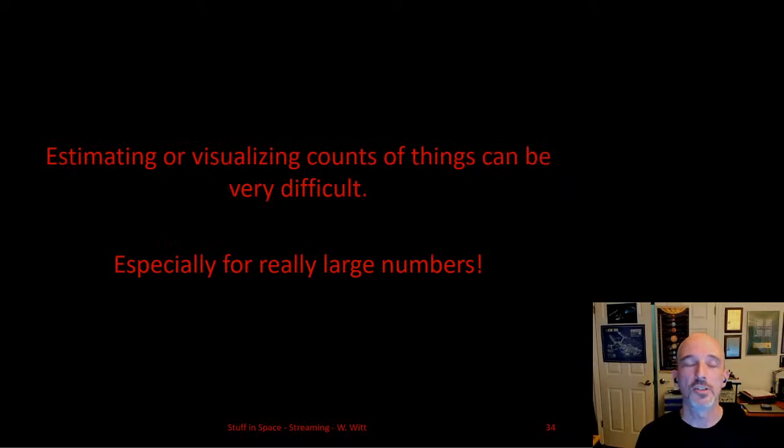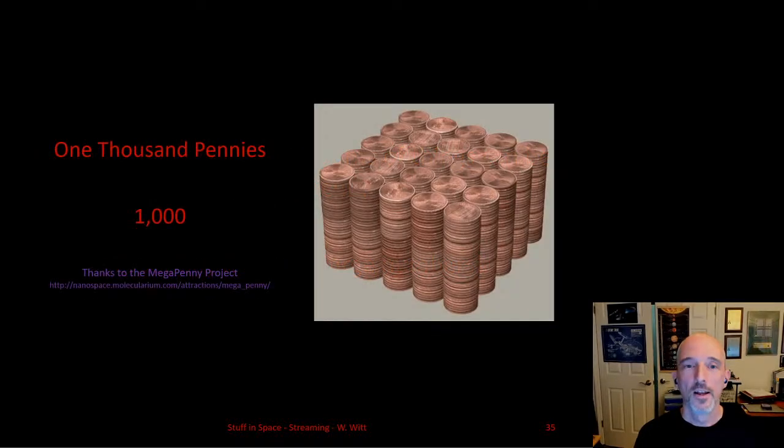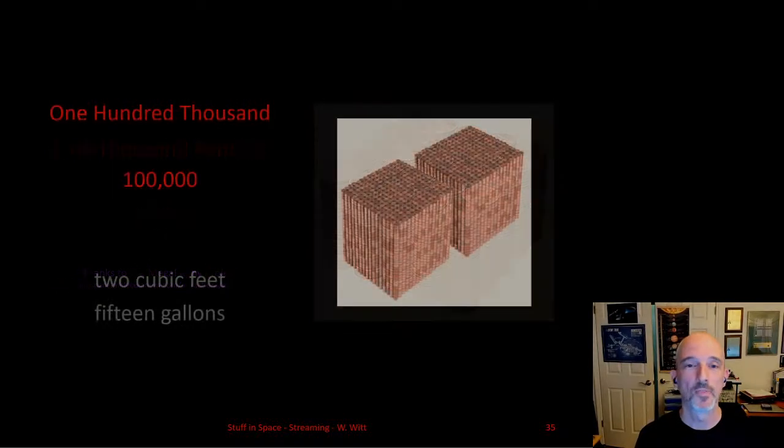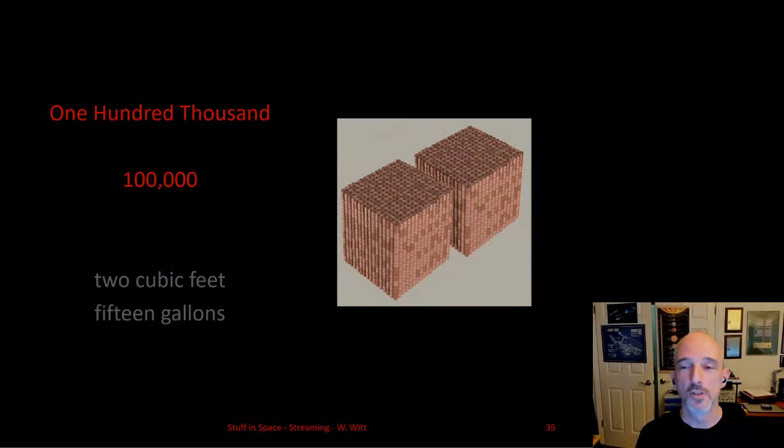So one key message here is that it's difficult to estimate or visualize counts of things, especially for very large numbers. Okay, so here's 1,000 pennies. This is something we can wrap our brains around pretty easily, right? This is like a stack that you could imagine sitting right in front of you on your table, right? 1,000 pennies, easy. Here's 100,000 pennies. Okay, we can still manage this too. This is like 2 cubes worth that are roughly 1 foot on each edge, so like 2 cubic feet worth of pennies.